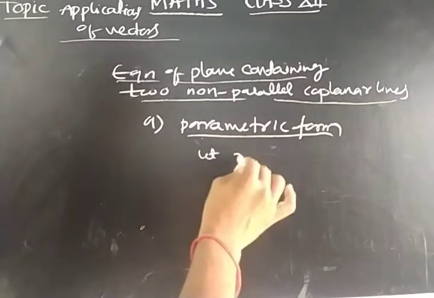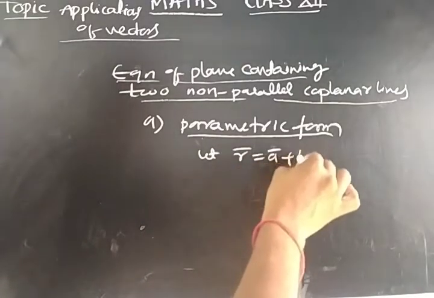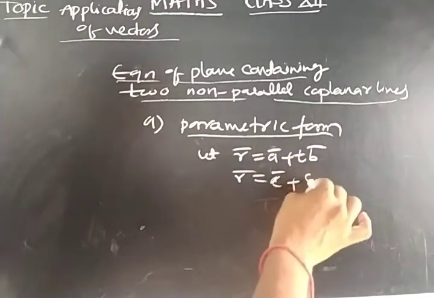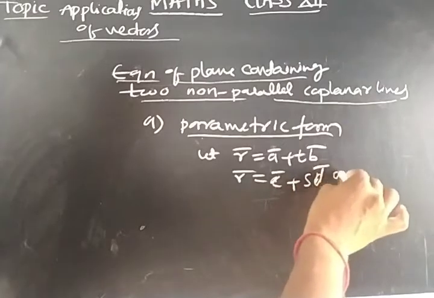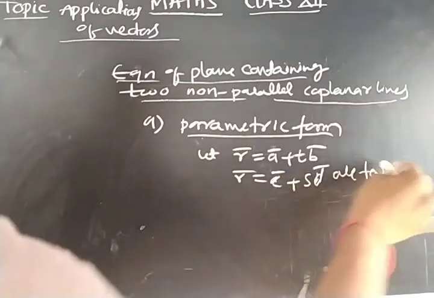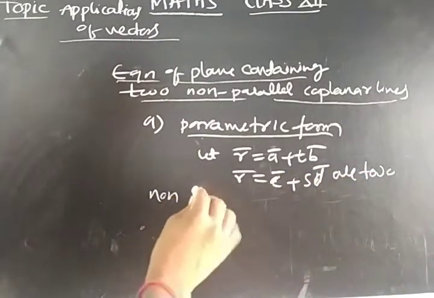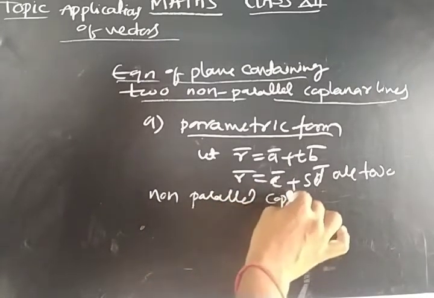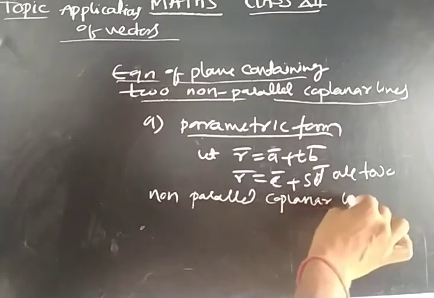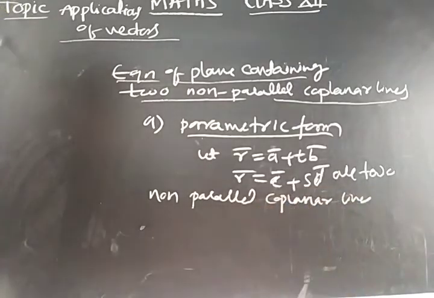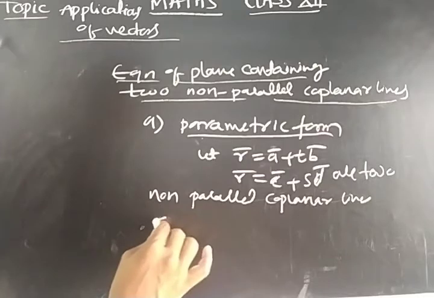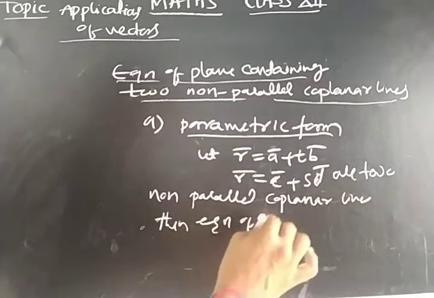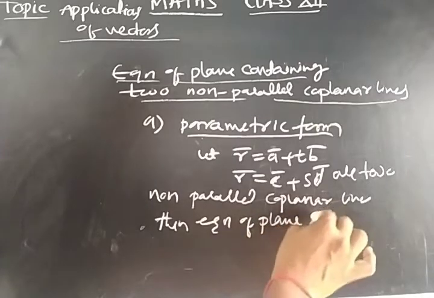Let the first line be r bar equal to a bar plus t b bar. The second line is c bar plus s into d bar, two non-parallel coplanar lines. Then the equation of the plane containing these lines.